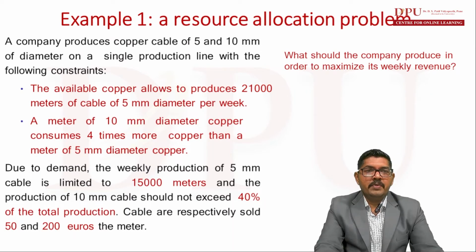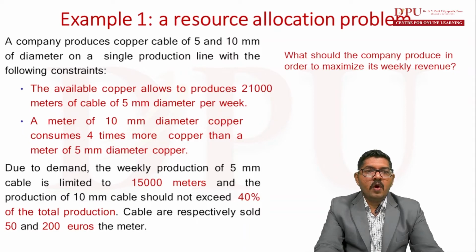So we have an example here, a resource allocation problem. A company produces copper cable of 5 and 10 mm diameter on a single production line with the following constraints. So there is a company which produces cable of two different dimensions, 5 mm diameter and 10 mm diameter, on a single production line. So there are some constraints as well.